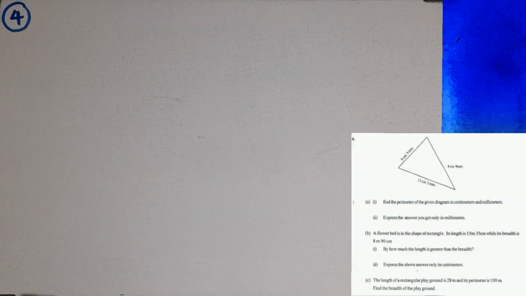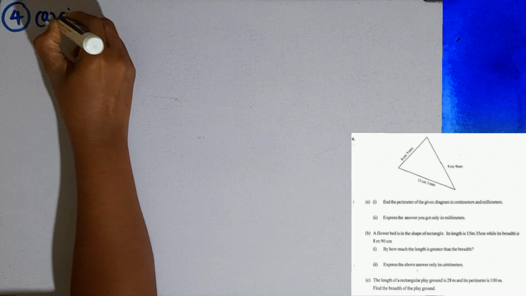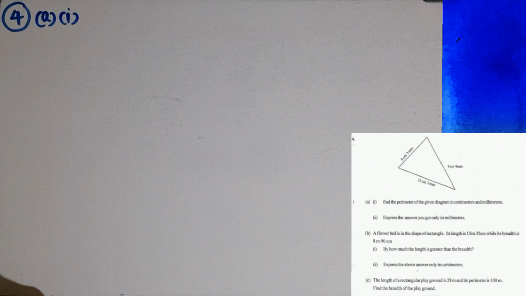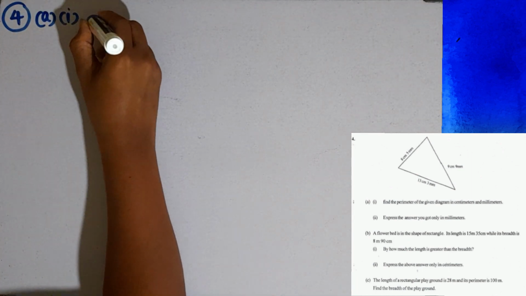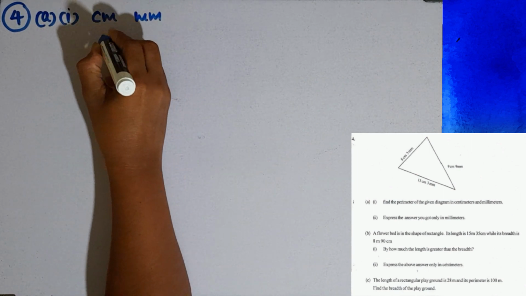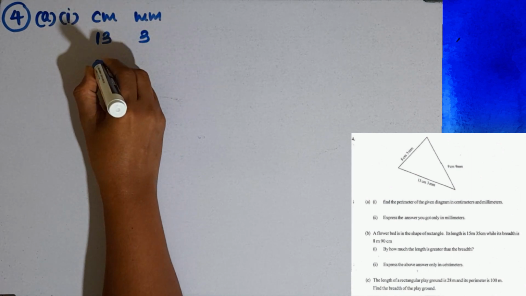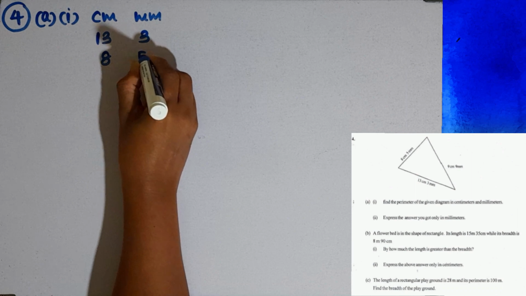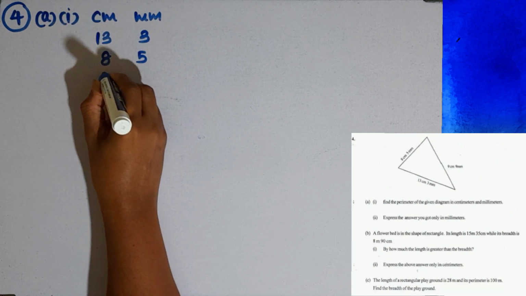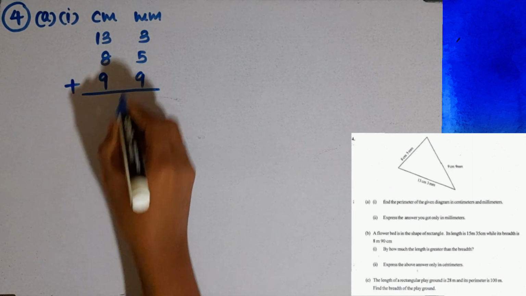Question number 4. We are given this triangle. Then A part. First question. Find the perimeter of the given diagram in centimeters and millimeters. Addition. Centimeters, millimeters. The lengths are 13 centimeters 3 millimeters, then 8 centimeters 5 millimeters, then 9 centimeters 9 millimeters. We have to add these three lengths.